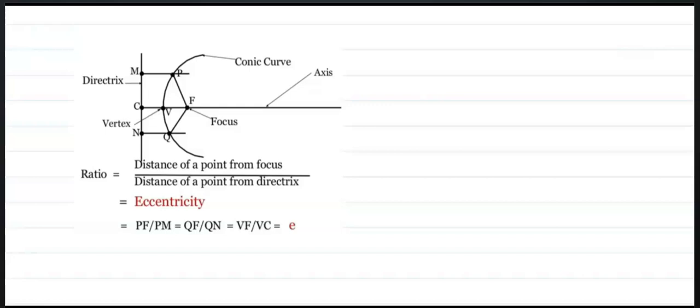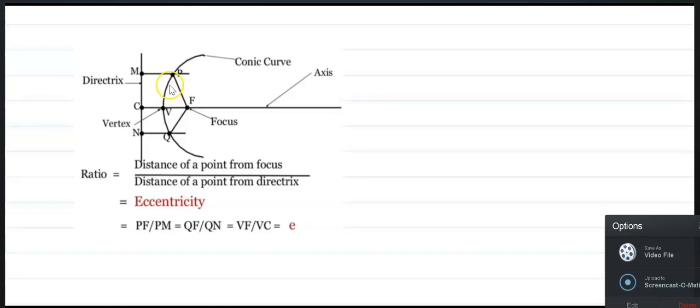Here look, the parabola is taken. The point P, this is the vertex. PF, this is the focal distance. The distance of this point from the focus and the perpendicular distance on the directrix, the ratio of the two, that is the distance of the point from the focus upon the distance of the point from the directrix, which is denoted as e, and it is called the eccentricity.